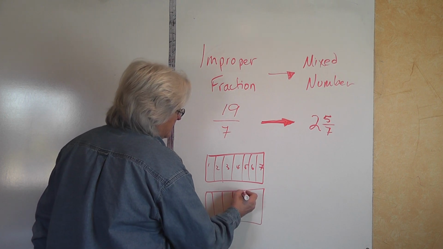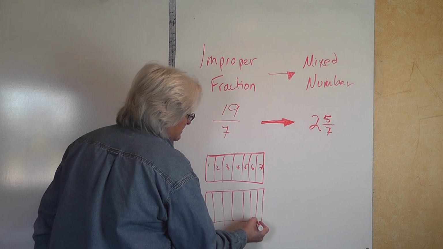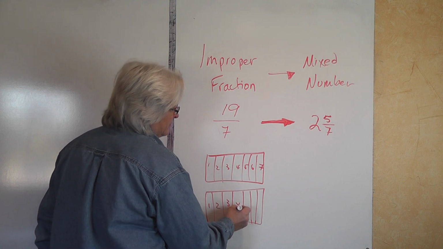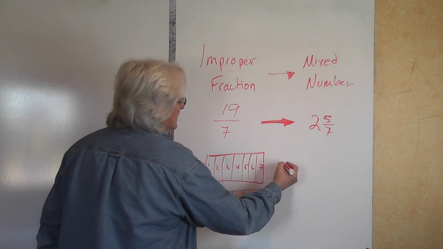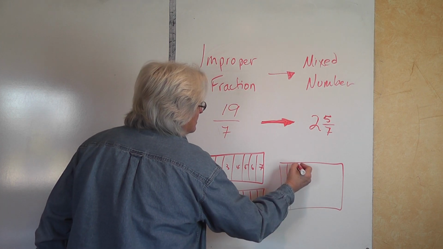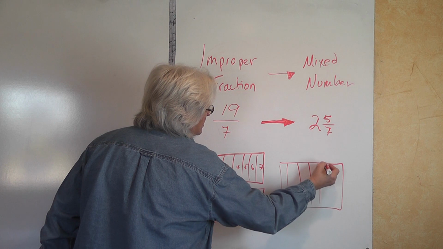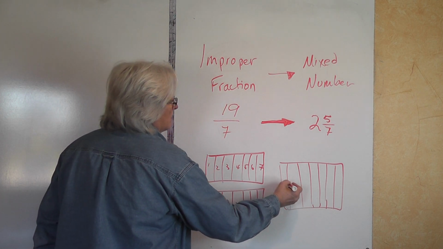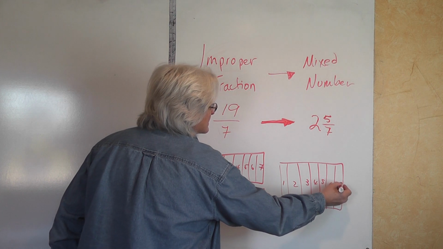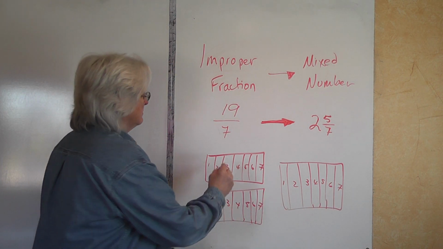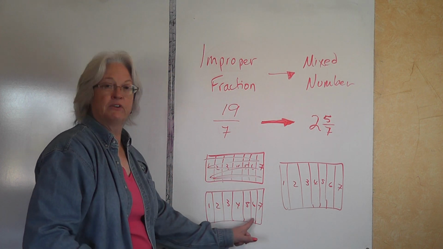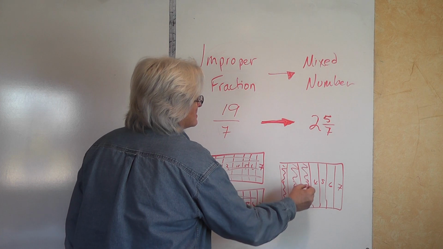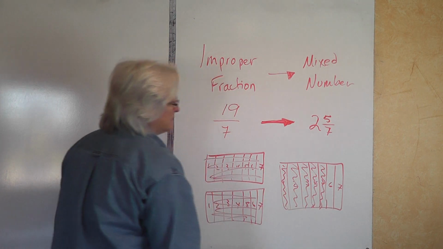Another set of 7, and another set of 7, and let's do this again. 1, 2, 3, 4, 5, 6, 7, and so on, counting up: 8, 9, 10, 11, 12, 13, 14, 15, 16, 17, 18, 19.